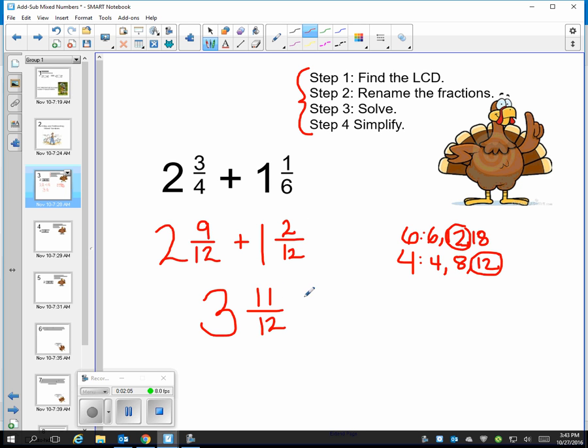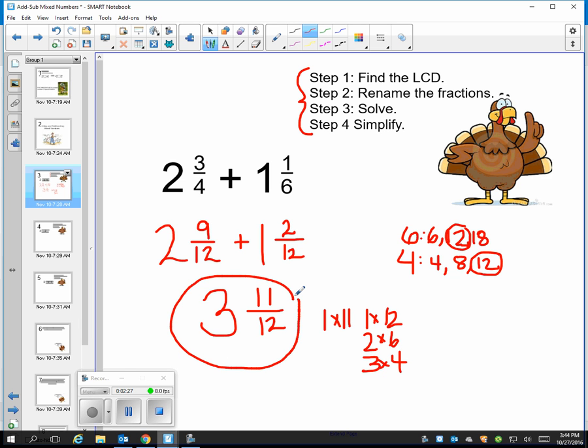Good. Now ask yourself, can I simplify 11/12? Well, let's see. My only factors of 11 are 1 and 11. My factors of 12 are 1 and 12, 2 and 6, 3 and 4. And I have no common factors there. None of them are the same except 1. So I can't simplify this. That's my final answer.